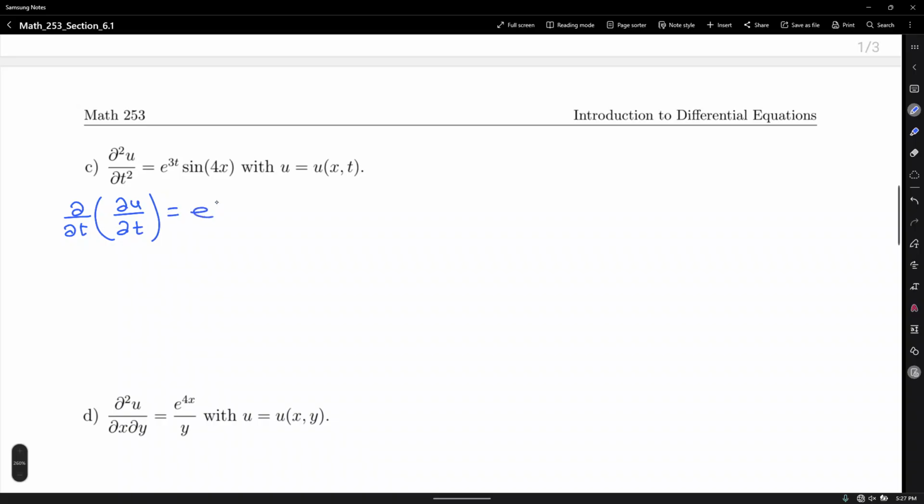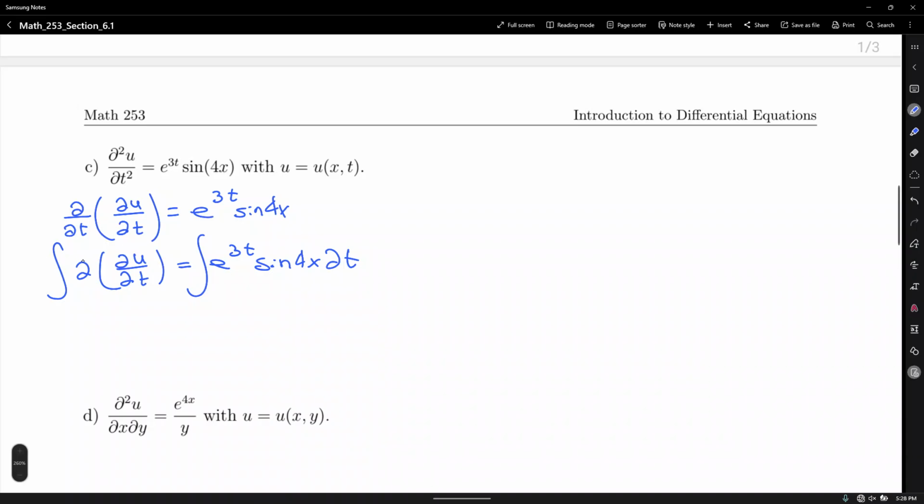Okay, so let ∂u/∂t equal e to the 3t sine 4x. I'm doing this so I can separate the variables: multiply both sides by dt. So that's going to be the partial of u with respect to t equals e to the 3t sine 4x dt. So we can integrate both sides.